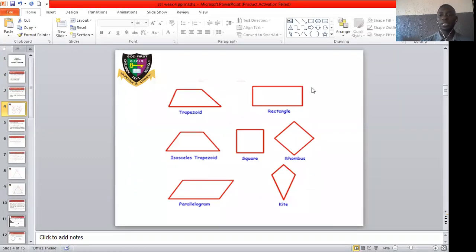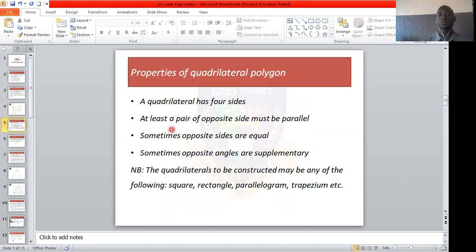In the rectangle, this line here is parallel to this. The square here, this one is parallel. All the two pairs of lines are what? Parallel. So at least a pair of opposite sides must be parallel. These are the conditions you consider in constructing your quadrilateral, your parallelogram. If you are constructing and it doesn't fit into these properties, then you know there's an error somewhere.